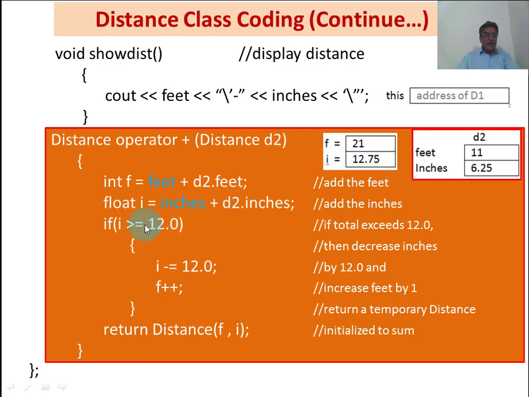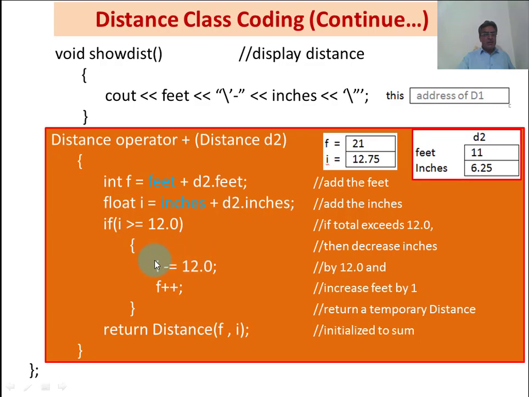So we will convert it into feet and will leave the rest, the value 0.75 inches, in the value of I. So the status of this test condition will be true, then this if block will be executed, and here you may see the value of I is 12.75, and with this minus operator we will subtract this 12 from the value of I, that is 12.75, and the rest of the value will be stored in I. So from 12.75 we will subtract 12 and it will become 0.75.